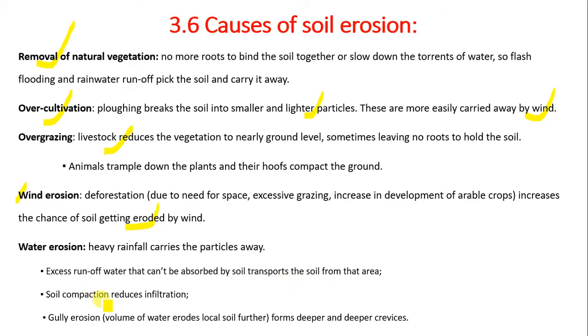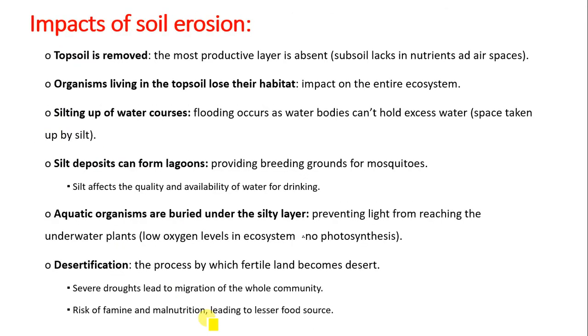Now, soil compaction reduces the rate of infiltration. If you don't know what infiltration is, you should look at our topic on water and its environment, where we talk about water and the hydrological cycle. Gully erosion: the volume of water erodes local soil further, so it forms deeper and deeper crevices.